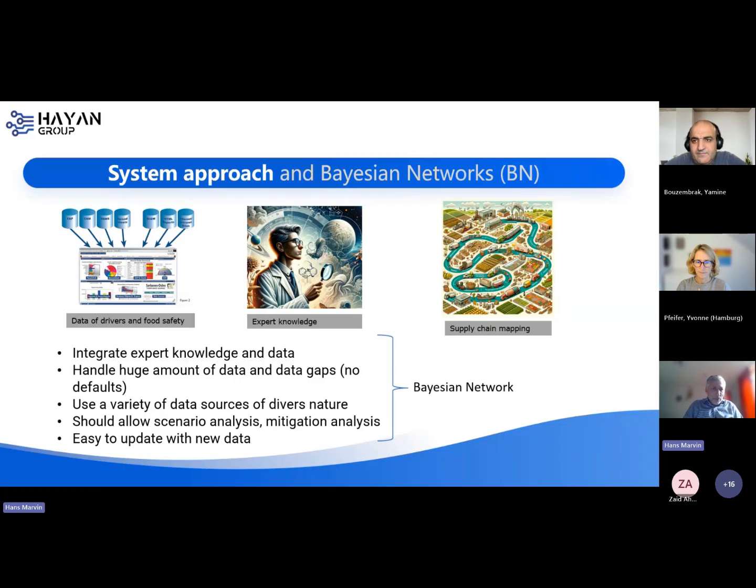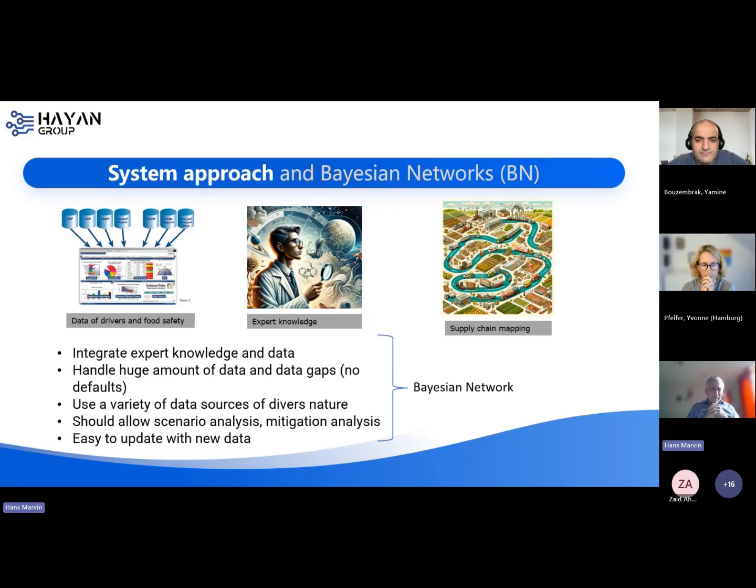The first, the system approach. What is it? As I mentioned in the previous slides, there is a lot of data collected from drivers that have an impact on food safety development in a food supply chain, such as economic, politics, and so on. When you want to develop a system approach and use all of that information, you need a method, a machine learning method, AI, that can utilize this kind of information.